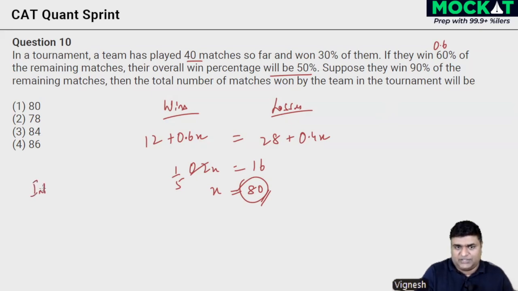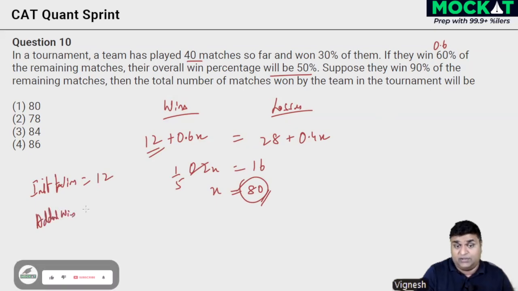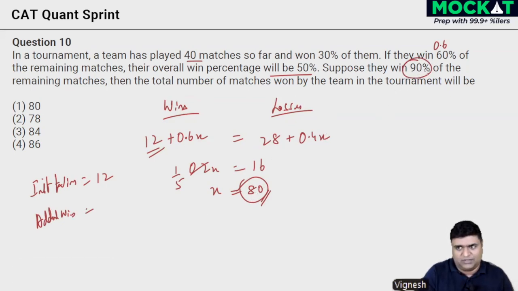So initial wins was given to us as 12, right? 30% of 40, which is 12. Then additional wins now from the additional 80 matches, if 90% are going to be victories. What is 90% of 80? Get rid of the 2 zeros. The percentage symbol takes care of it. 9 8s are 72. Add these two, you get 84 as the total number of wins over here.